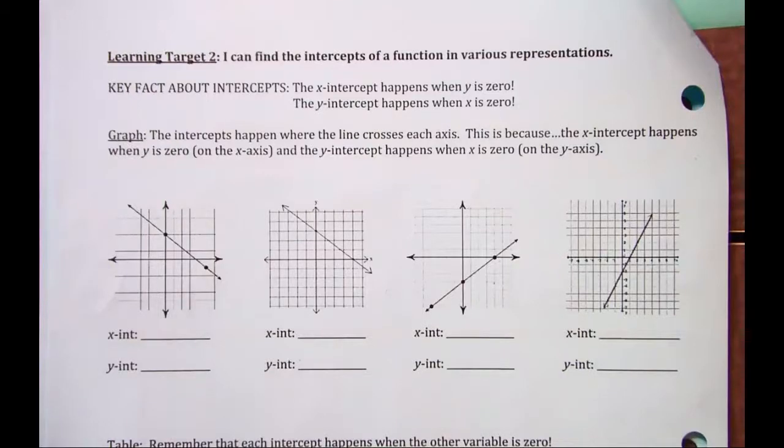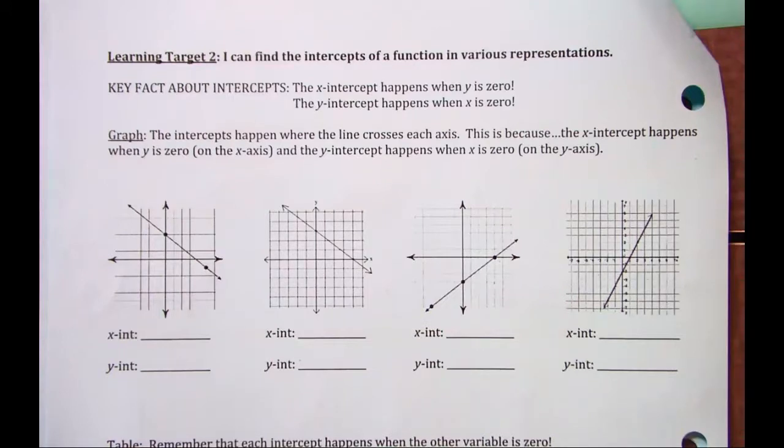Today we're going to talk about finding the intercepts of a function in various representations, which is learning target 2. We've talked about finding the slope, which is how a function changes. Now we're going to find the intercepts. The intercepts are the places where the graph crosses each axis, the x-axis and the y-axis. The x-intercept happens where the graph crosses the x-axis, and the y-intercept happens where the graph crosses the y-axis.